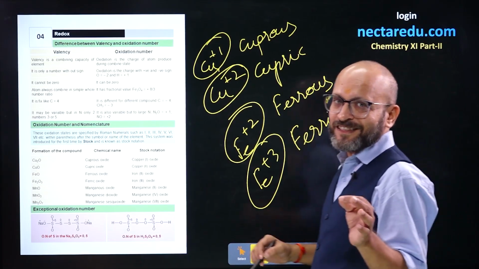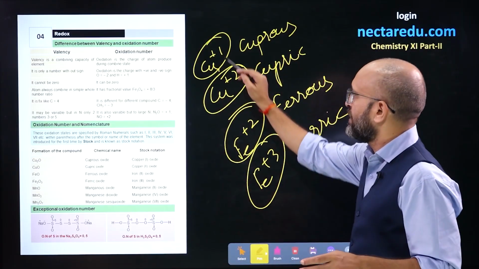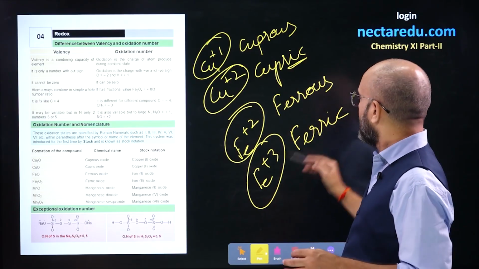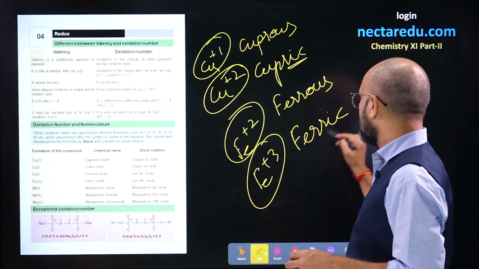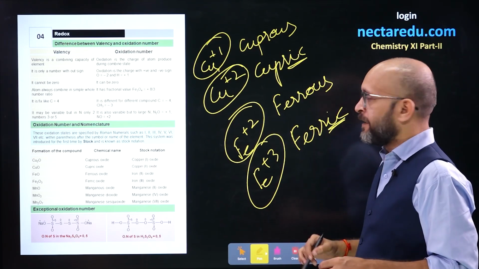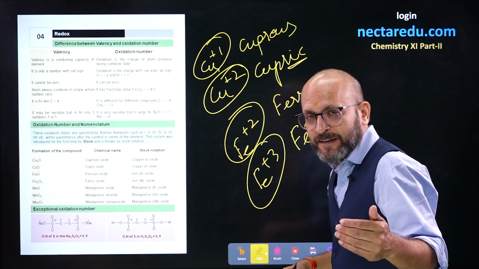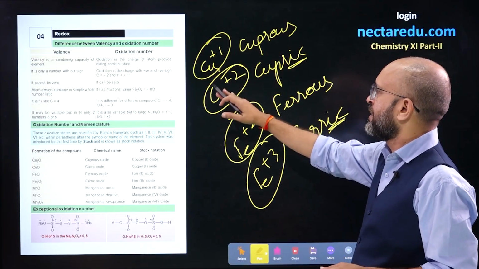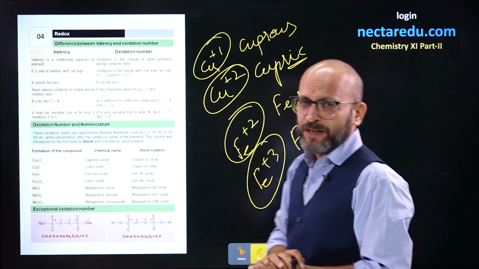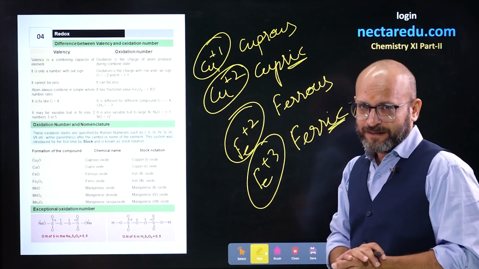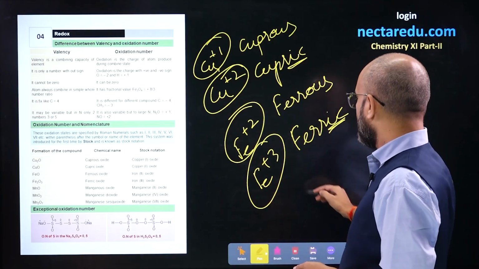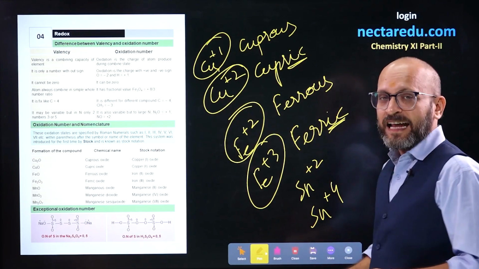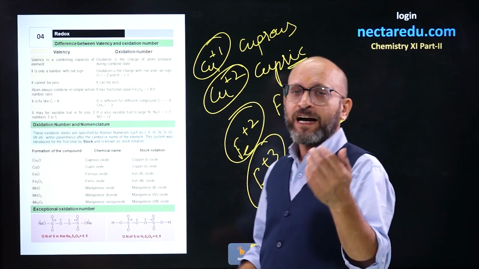So the higher oxidation state is ic. See, +2 is the highest oxidation state of copper, so we have mentioned it as ic. And in iron, we have +3 as the highest oxidation state, and we have mentioned it as ic. So the higher oxidation state is mentioned as ic and the lower oxidation state as ous. So +1 of copper is cuprous and +2 is cupric. Similarly for iron, +2 is ferrous and +3 is ferric, right? For tin, similarly Sn+2 is called stannous and Sn+4 is called stannic. Alright, so it applies to the higher oxidation state.